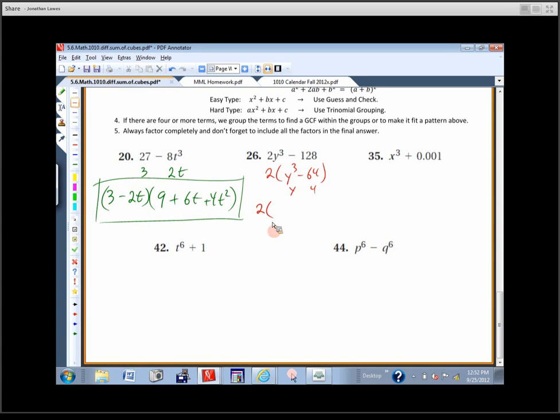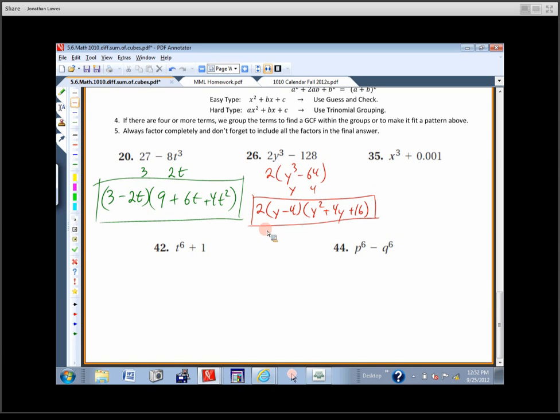So I write down the 2. Don't forget that. I write down the y and the 4. I put a minus in there. Then I'm going to do a perfect square of the first one, a perfect square of the last one. Then I'm going to multiply them together, and there is my answer.